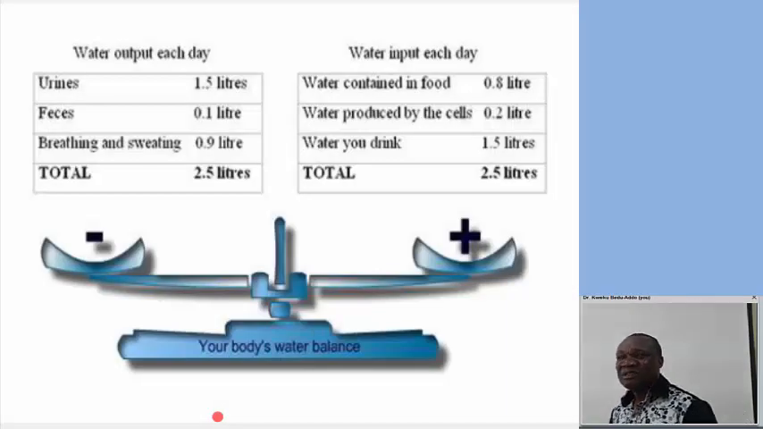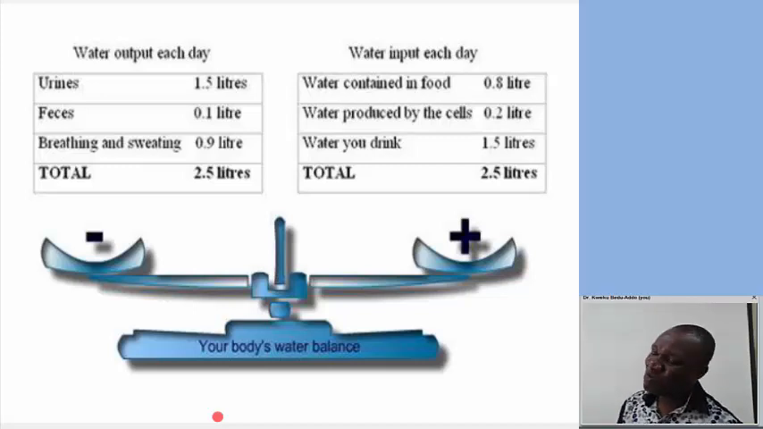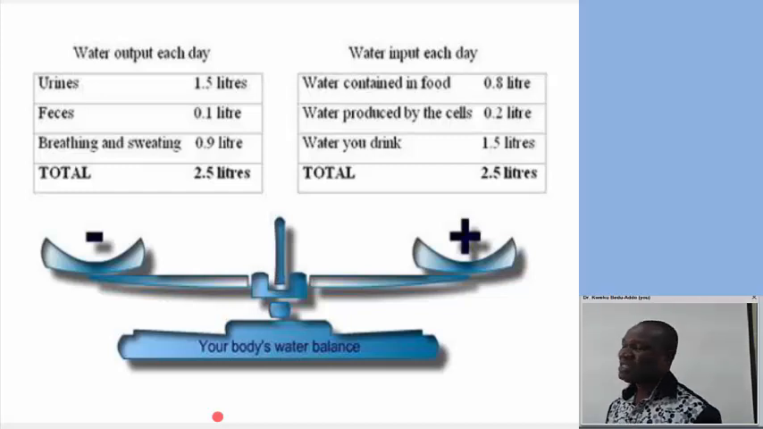Now, this is a scale that gives us the water balance we just talked about. Water output each day against water input each day. We have urine, feces, breathing, and sweating. Right. As against water contained in food, water produced by the cells, and water that you drink. So in the human being, there's always a water balance. And this should not be upset so that we maintain homeostasis.